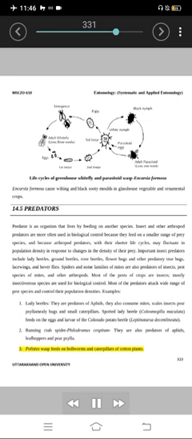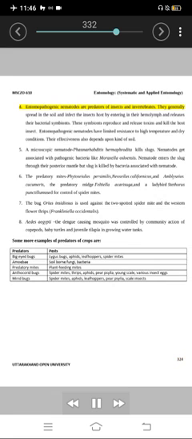3. Polistes wasp feeds on bollworms and caterpillars of cotton plants. 4. Entomopathogenic nematodes are predators of insects and invertebrates.